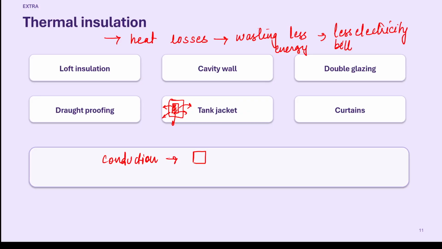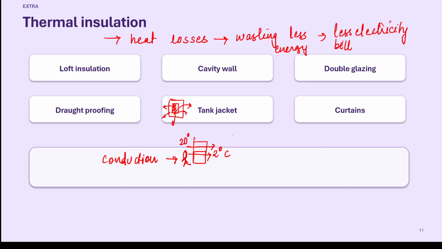For example, this is the wall of your house. Let's just make it a bigger wall. Here you are using the heater. The temperature inside is a nice 20 degrees Celsius, and outside it is freezing cold at 2 degrees Celsius. So what's going to happen? The heat is going to flow from higher to lower temperature through this wall, so that is conduction. When the heat flows through a solid, that is conduction.